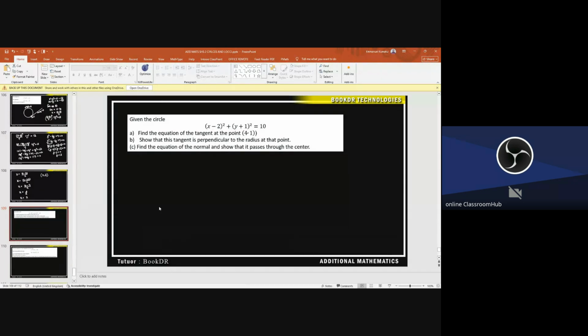Let's look at this question. Given the circle x minus 2 all squared plus y plus 1 all squared is equal to 10. Find the equation of the tangent at the point 4, 1. Show that this tangent is perpendicular to the radius at the point. So we have 3 questions. Good.